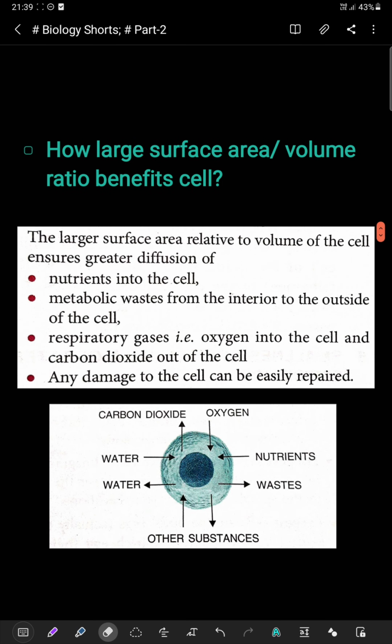What I was talking about is how a large surface area by volume ratio benefits the cell. The large surface area relative to volume of the cell ensures greater diffusion. This is a point you need to remember. I've already told you how greater diffusion helps the cell. Now let's understand the things that go in by diffusion. First one is the nutrients of the cell, and the metabolic waste goes from the interior to the outside of the cell.